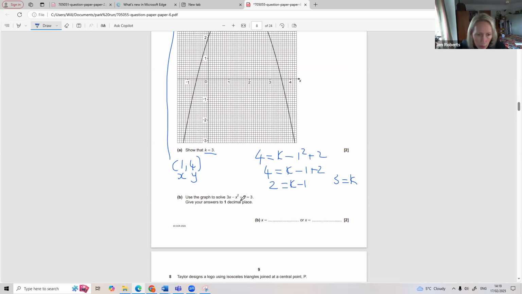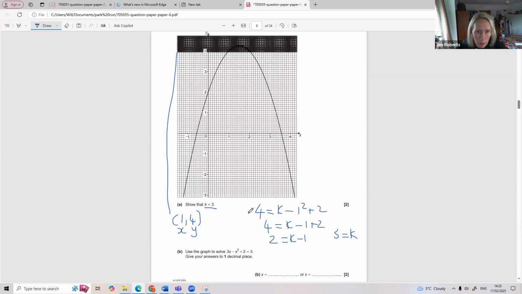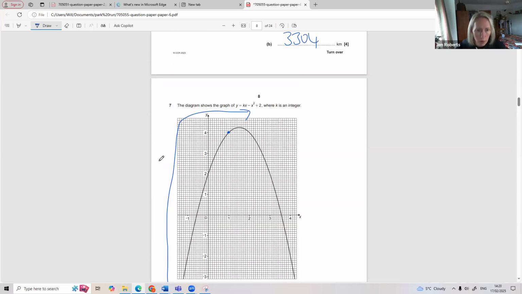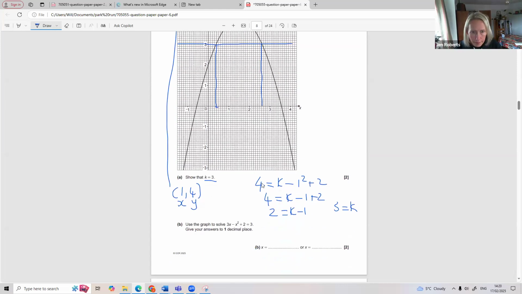Use the graph to solve 3x minus x squared plus 2 equals 3. So this graph here is equal to 3. So you need a straight line across here, drawn with a ruler. And you need the x values. I'll give you that answer. 2.6 is one of your answers, or 0.1 to 0.4.